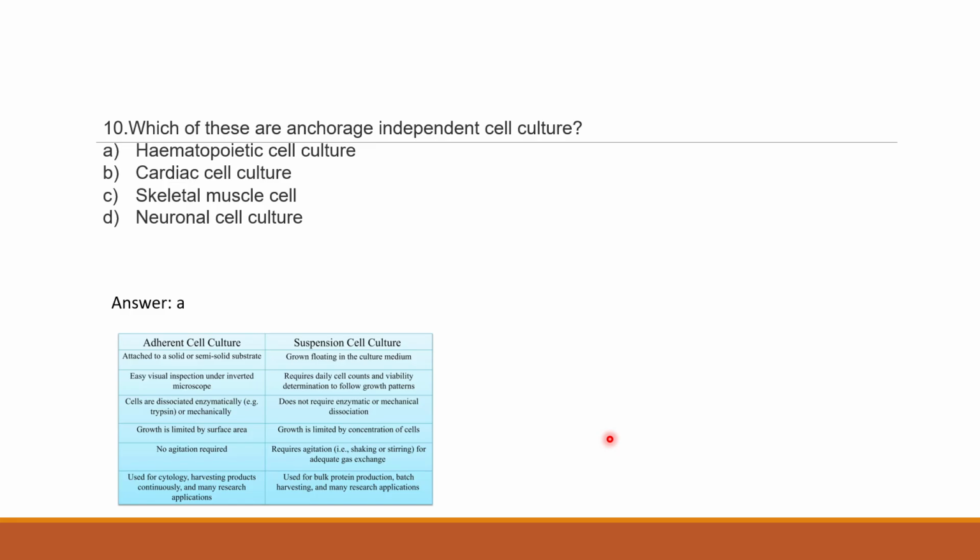Okay. And one advantage for this over that is it does not require enzymatic or mechanical dissociation. So you don't need agents like trypsin or any other cleaving enzymes. Then growth is limited by concentration of cells. And so the limitation is there. In adherent cells, growth is limited by surface area, which means how much surface area you give, the cell will grow that much.